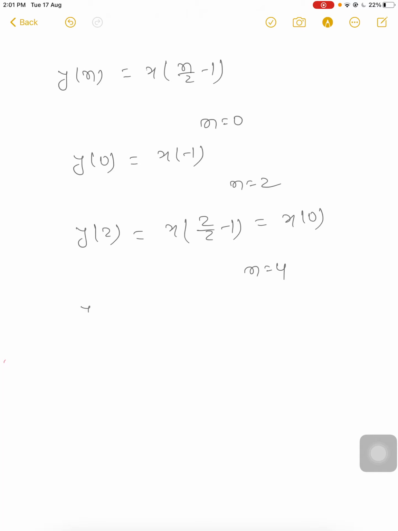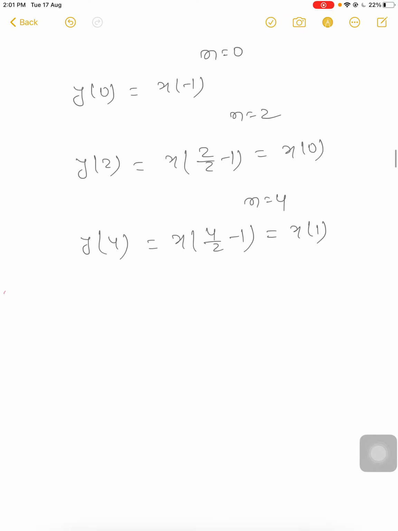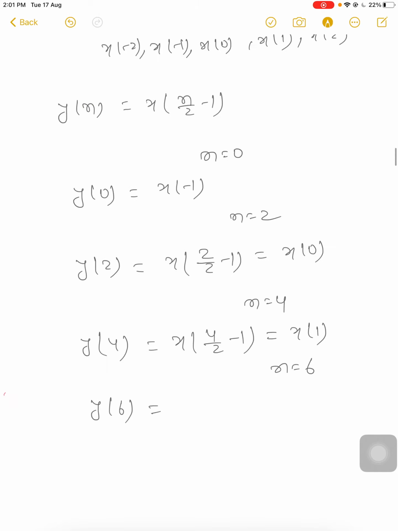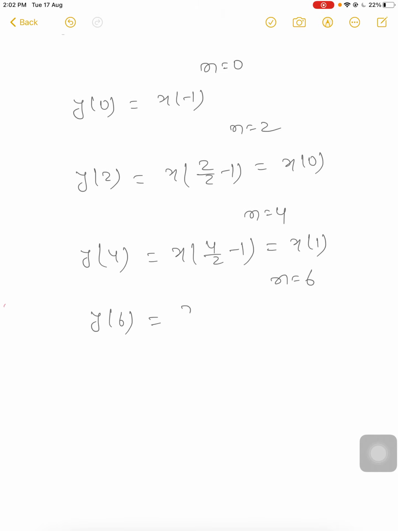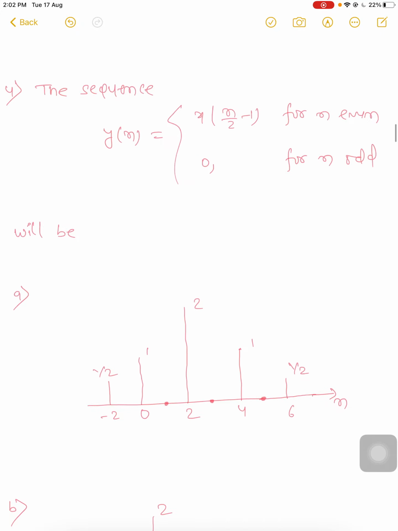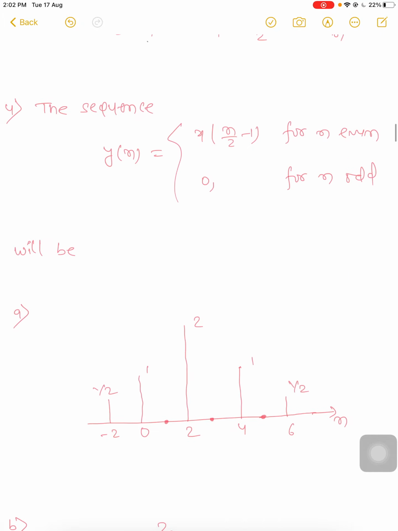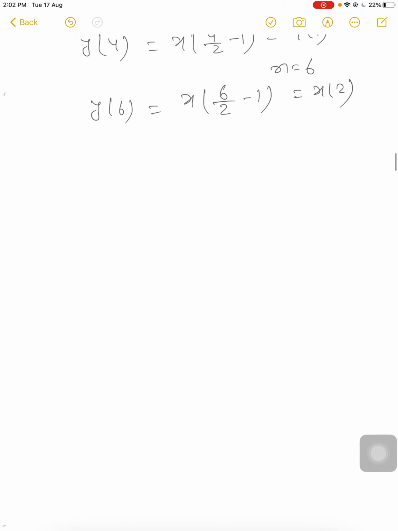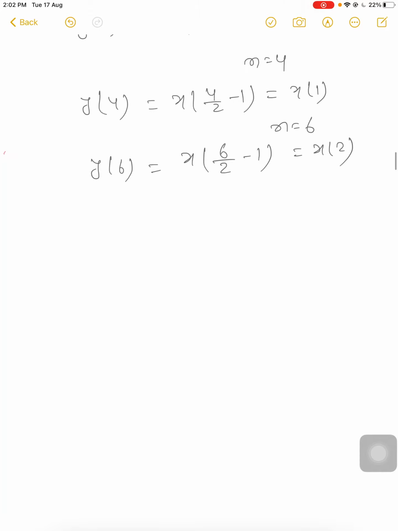Now n is equal to 4, then y4 will be x4 by 2 minus 1, that is x1 value. Take n is equal to 6, then y6 will be x6 by 2 minus 1, means x2. Above that one, xn is already not defined. So only x2 we know. When you take n is equal to 8, then what will happen? x3 will become, already this one, x3 is 0.